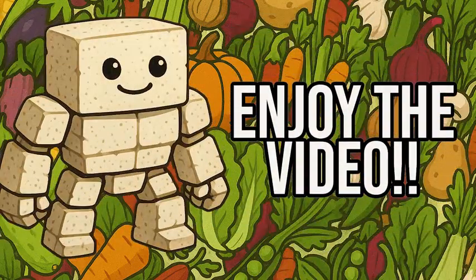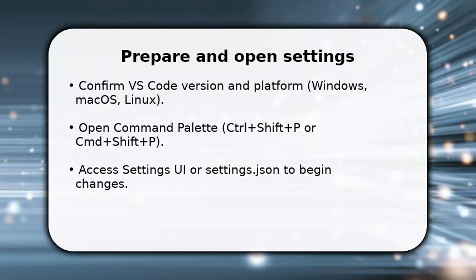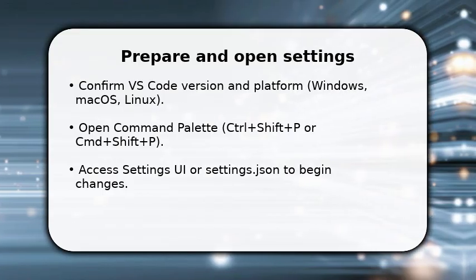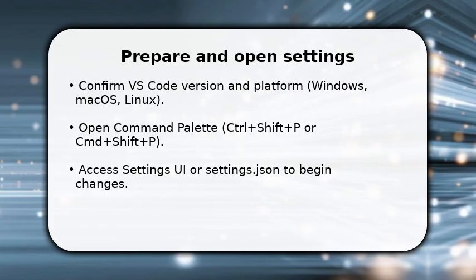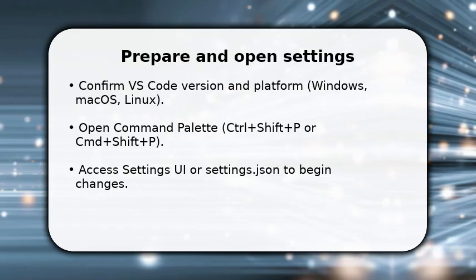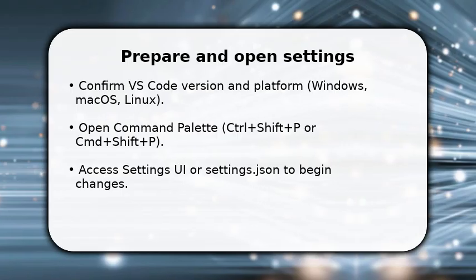Please enjoy the video. You start by confirming your VS Code platform and version so you know which setting names apply. Open the command palette with Ctrl+Shift+P or CMD+Shift+P, then type settings to jump directly to the Settings UI. If you prefer precision, open Settings JSON from the Gear menu, this lets you edit keys directly.